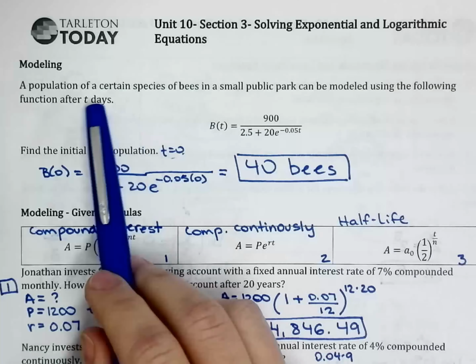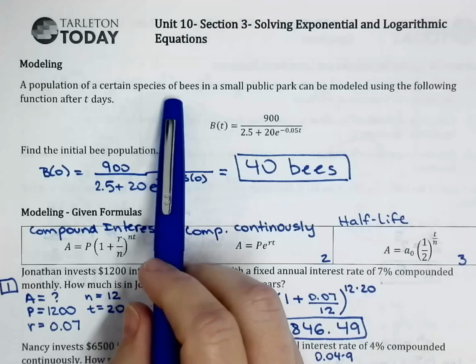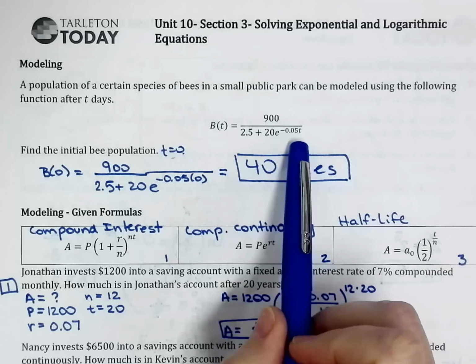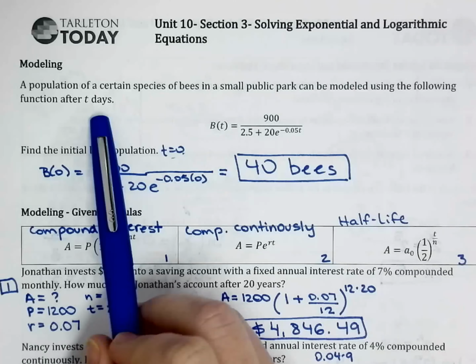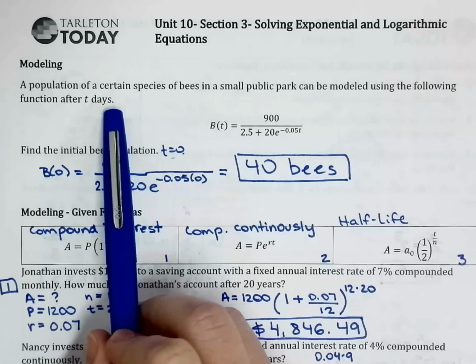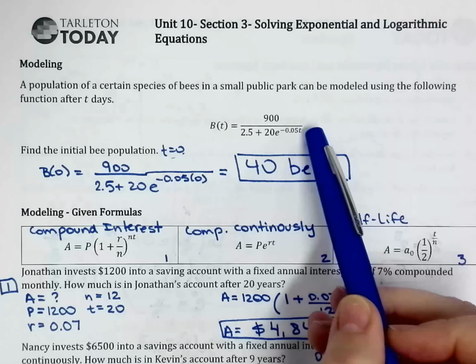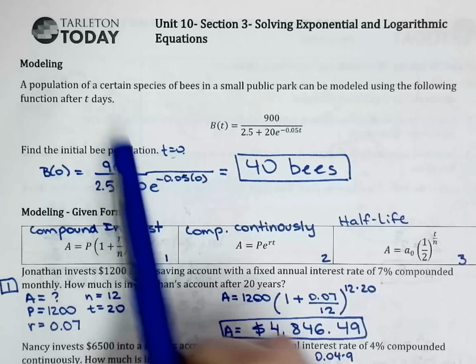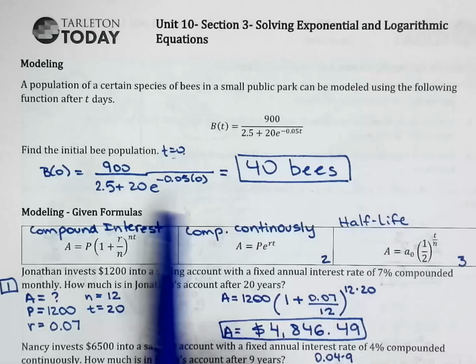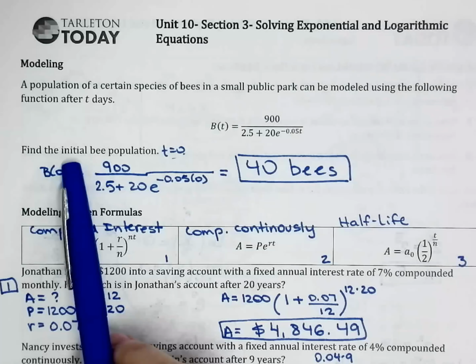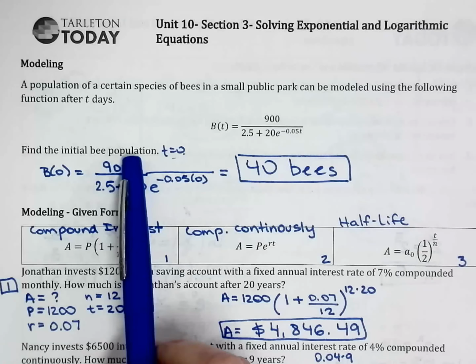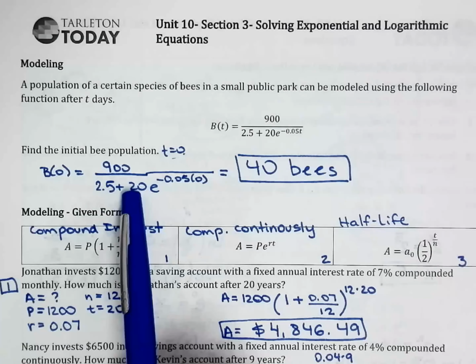We're trying to talk about the population of certain bees. So we have the function to help model how that population increases after t days. So that's what t represents right there, and b represents the number of bees after so many days had passed. So the first question we need to find is the initial bee population. That means after 0 days, what is the number of bees?